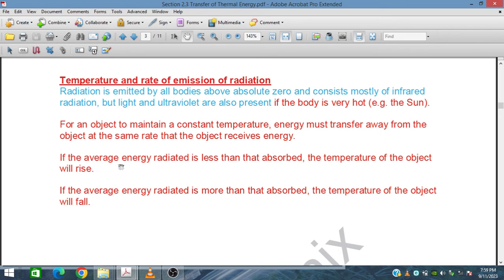The energy input and output are the same. If more energy is absorbed and less is released, then the temperature will rise. If the energy released is more than absorbed, then its temperature will fall.